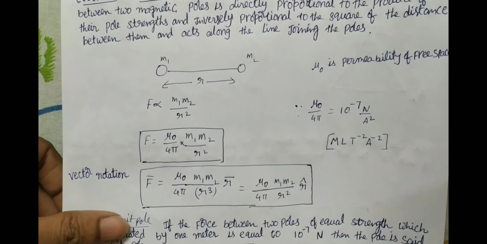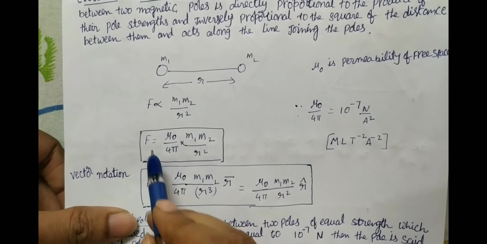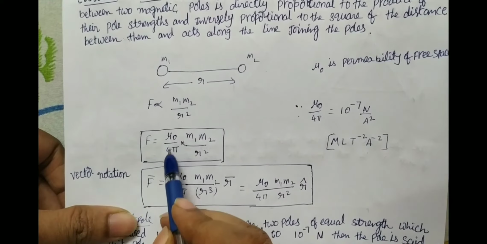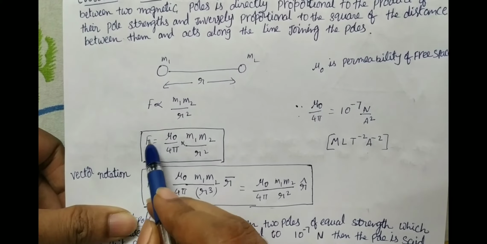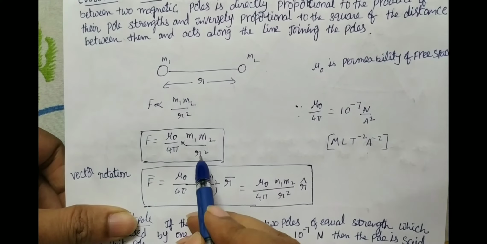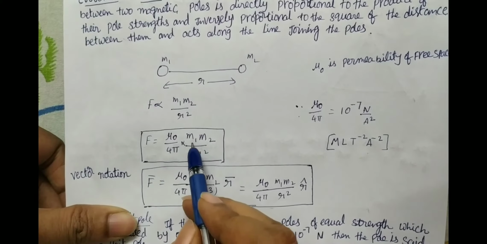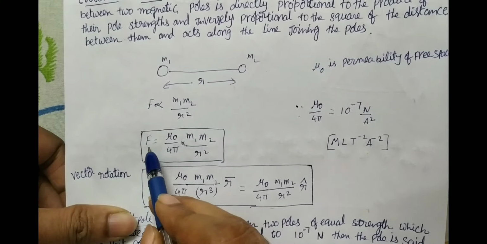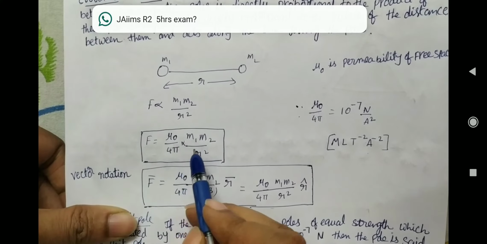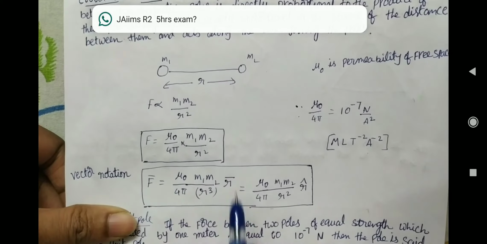From this formula you see that if F is equal to 10 power minus 7, and mu naught by 4 pi is also 10 power minus 7, these two get cancelled, and R is equal to 1, then M1 into M2 is equal to 1. What happens if both poles are the same? M square is equal to 1, then M is equal to 1. Using that concept, we can define the unit pole.